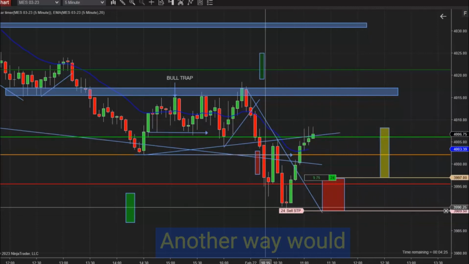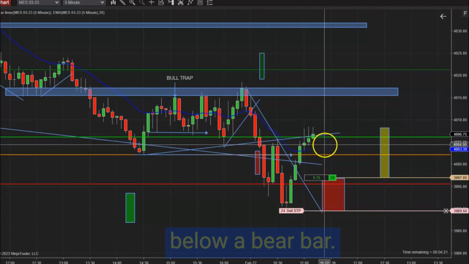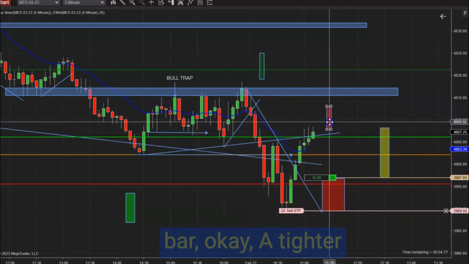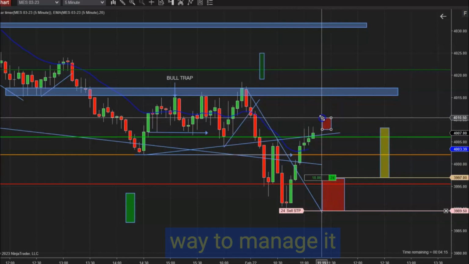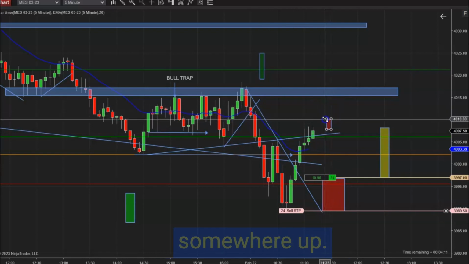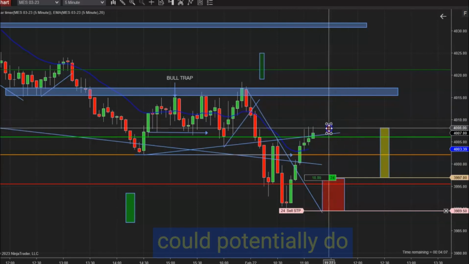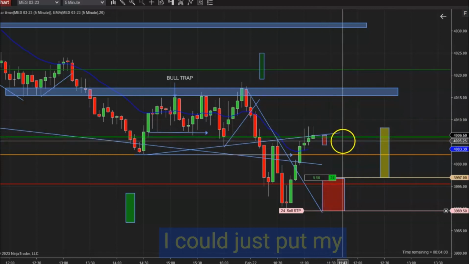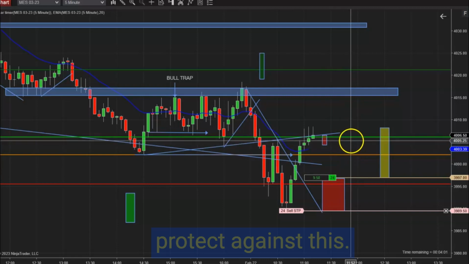Another way would be to put my stop below a bear bar. So if we get a bear bar, a tighter way to manage it would be, let's say we get a bear bar somewhere up here. What I could potentially do, if we get that bear bar, let's say this one is the bear bar, is put my stop below that to protect against this.